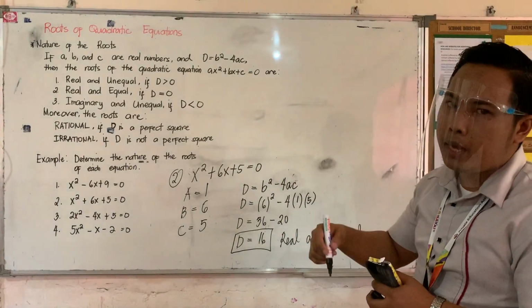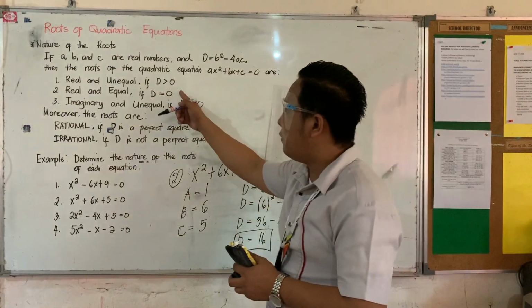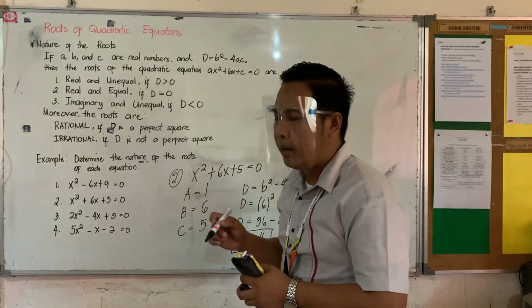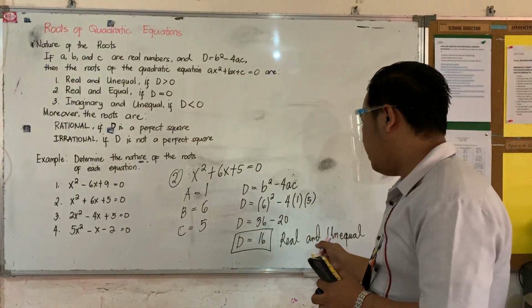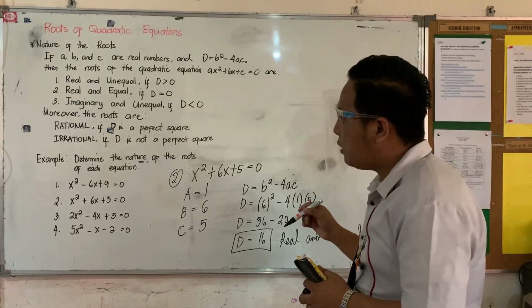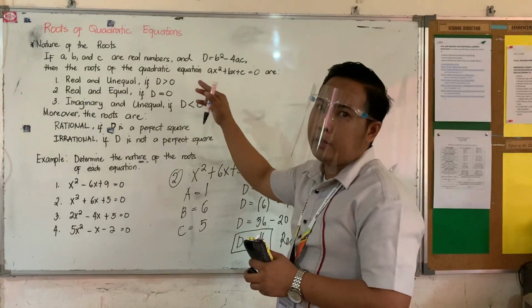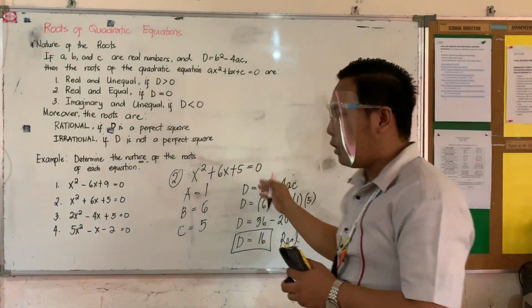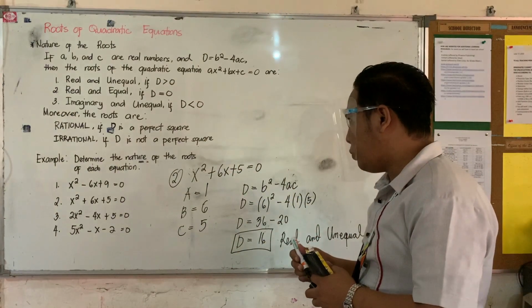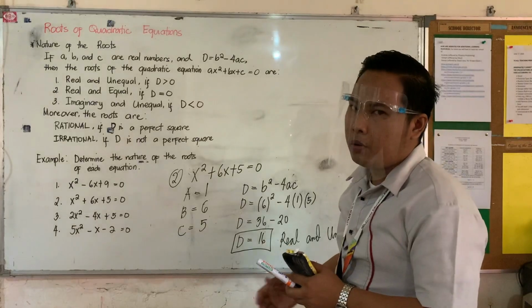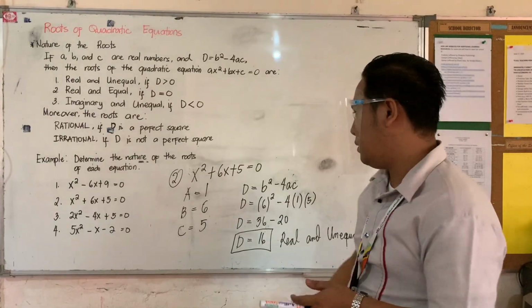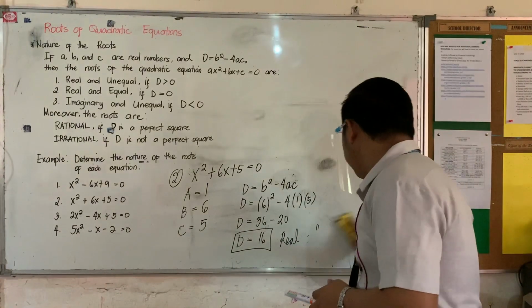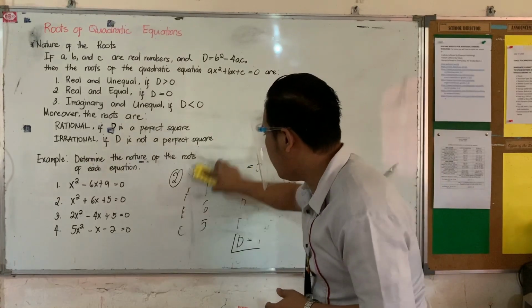So yung sa una kanina, the discriminant is 0, therefore the roots are real and equal. Since the second problem, the discriminant is greater than 0, the roots are real and unequal. And as you observe, the discriminant is a perfect square number, therefore this is also rational. Okay? So another example, we have number 3.